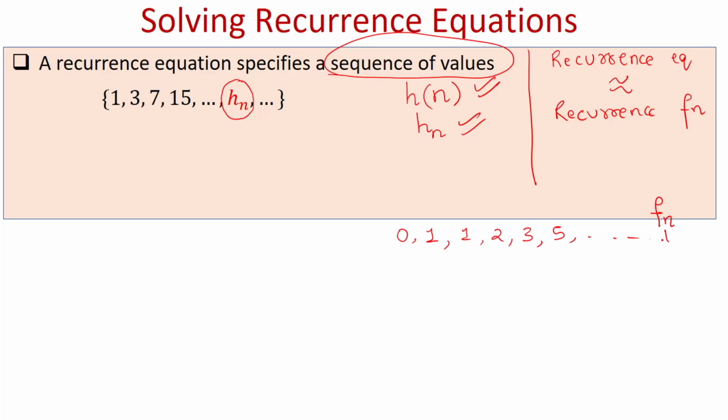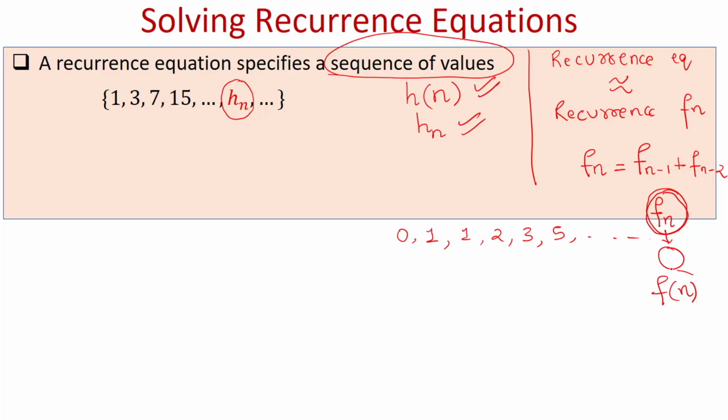I can either use the notation f subscript n to denote the nth term of this infinite sequence, or I can use the function f of n. Both mean the same thing. If I am using the notation f subscript n, then f subscript n is equal to f subscript n minus 1 plus f subscript n minus 2, to denote that the nth term of this sequence is related to the previous two terms.